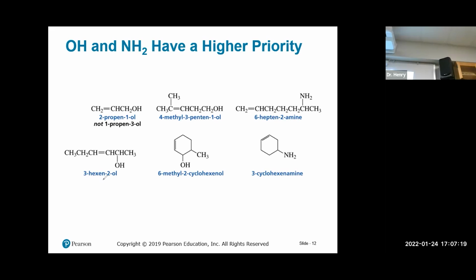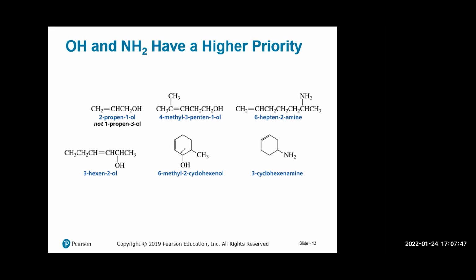3-hexen-2-ol. 6-methyl-2-cyclohexenol. Okay. Now, this is kind of a good one, right? Because we take a look at our ring structure. Where would we start with the 1? Where would the 1 start? It would start on the alcohol.